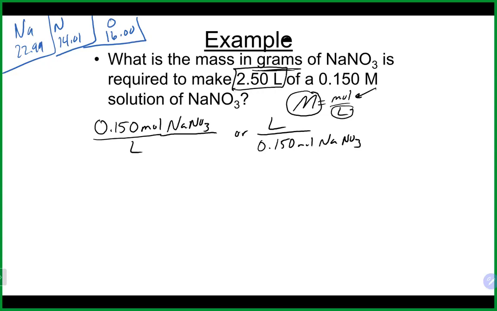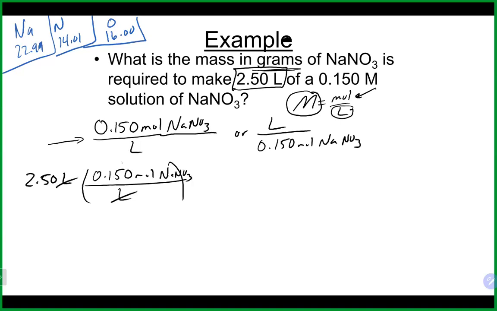So we have 2.5 liters. And that is in the correct unit. Once again, if the volume was in milliliters, you would need to do a conversion to convert it to liters. Here, we're going to use the conversion really on the left here so that the liters cancel. The liters here will cancel, and we will end up with 2.5 times 0.150. This gives us 0.375 moles of our sodium nitrate.